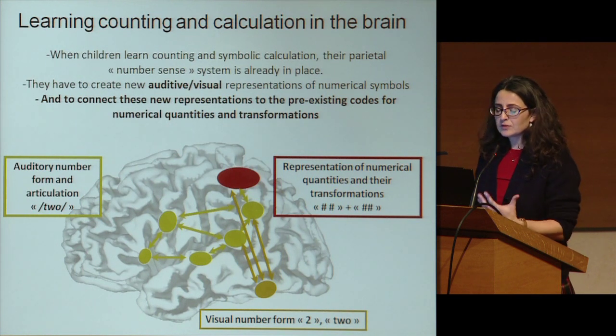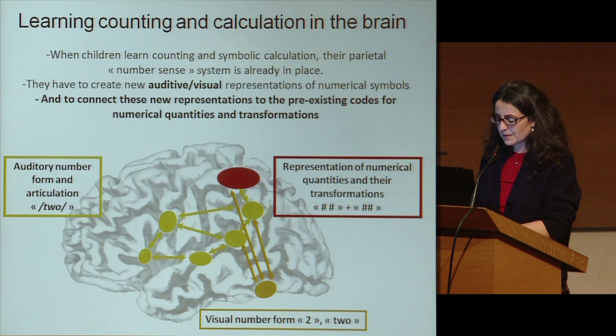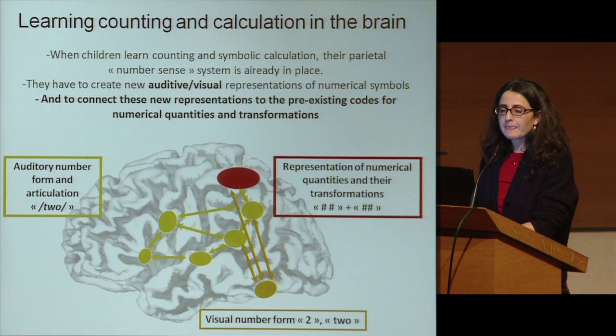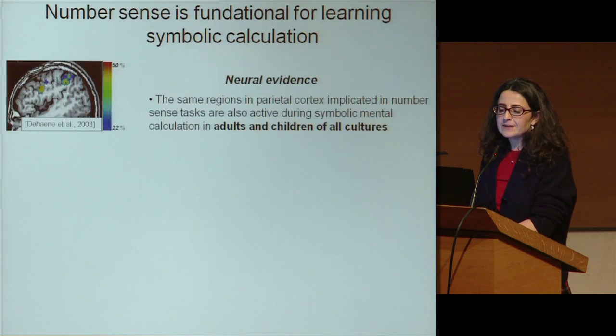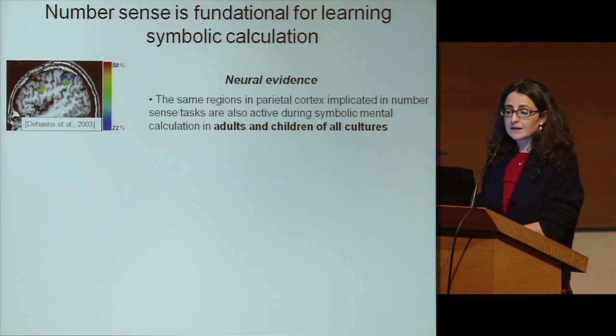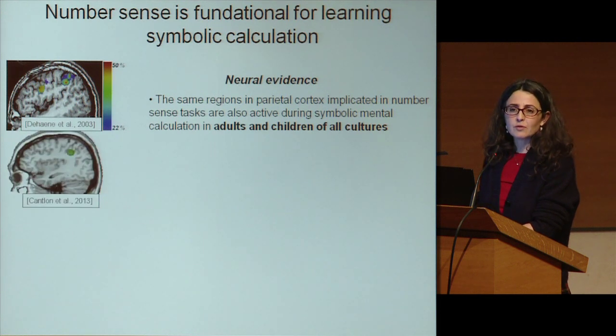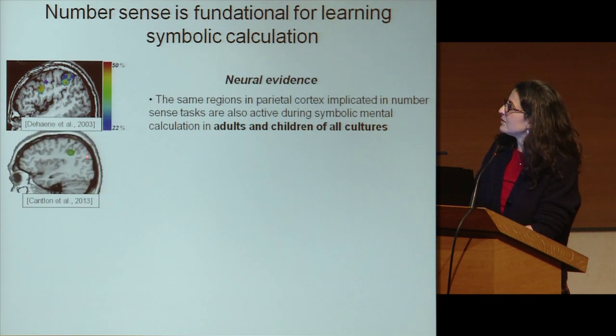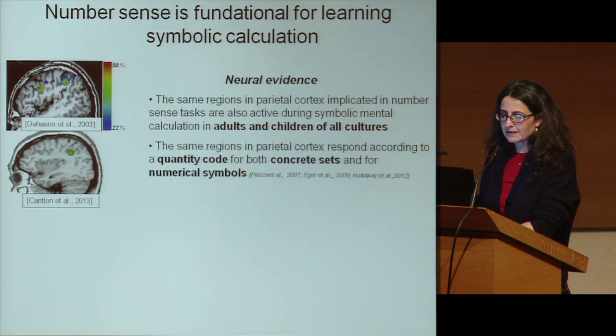All right, so according to this idea, this number sense system is foundational for later acquisition of symbols for number and symbolic calculation. What is the evidence that proves that this statement actually corresponds to something that is really happening? First of all, neural evidence. The same regions in parietal cortex which are implicated in number sense tasks, in tasks in which the subject has to compare sets of objects, are also active during symbolic mental calculation in both adults and children of all cultures. Here is data from adults, and here from young children in a recent paper from Jessica Cantlon, for example.